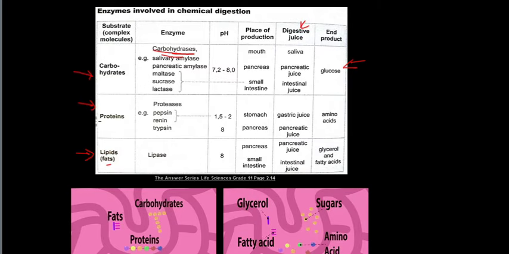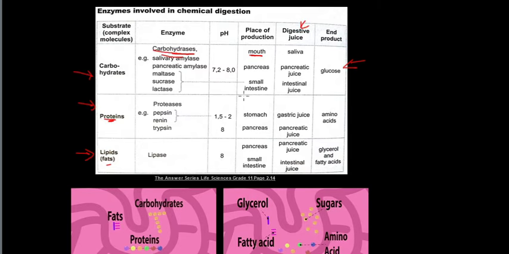Amino acids will be the end product of proteins, and then glycerol and fatty acids will be the end product of lipids. Proteins, you'll get to know a bit more about next year in Grade 12 when we do DNA. We're going to look at the whole process of protein synthesis, so the production of proteins, which is quite interesting. Just getting back to carbohydrates, carbohydrase is the enzyme that is used here.